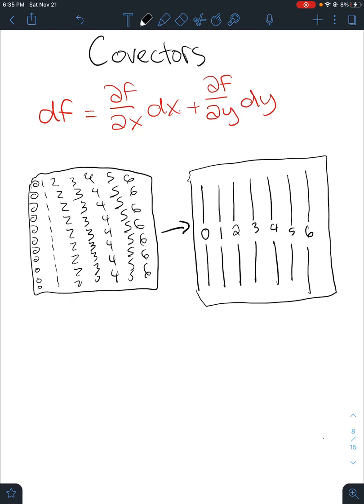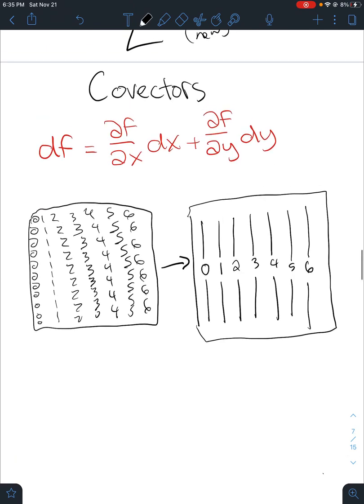Okay, so we all know what covectors are. That's a prerequisite for this whole series. Covectors are like a stack of lines. So here we have a scalar field, and here we have a covector. A covector is like a stack of lines.